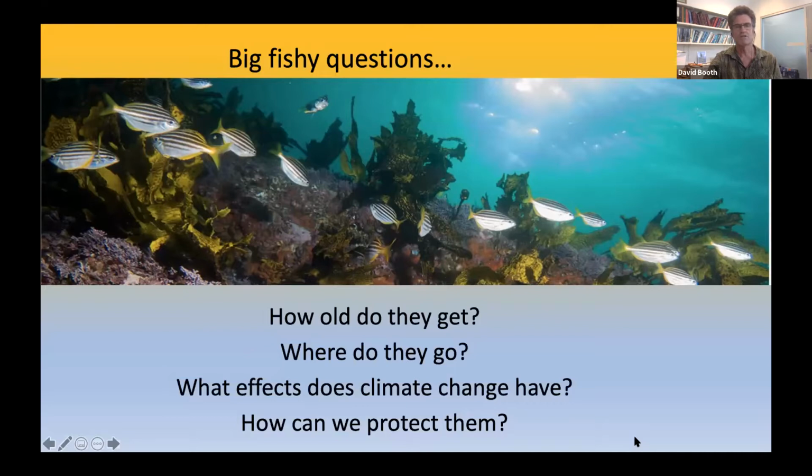If we're managing fish, are they staying in one area? Are they moving? Some fish move across oceans. How do we know these things? So I'm going to talk a little bit about some of the tools that we use.